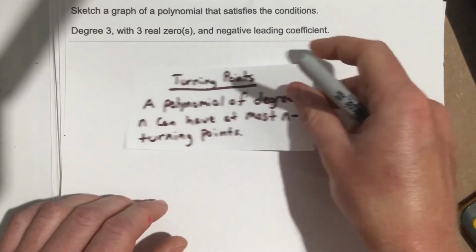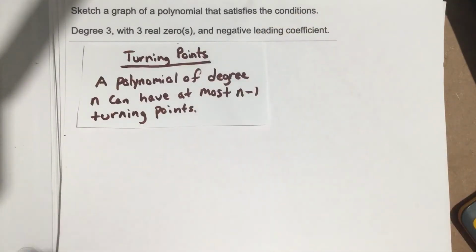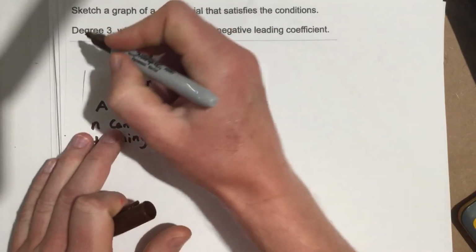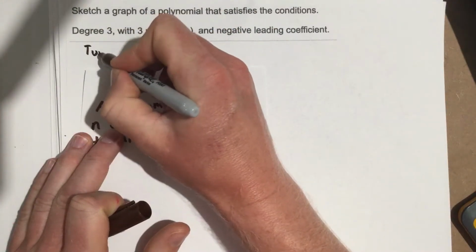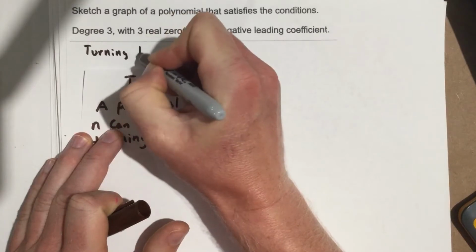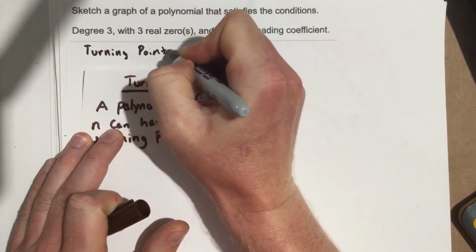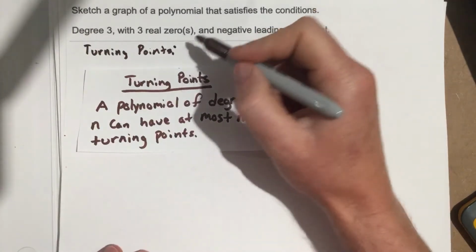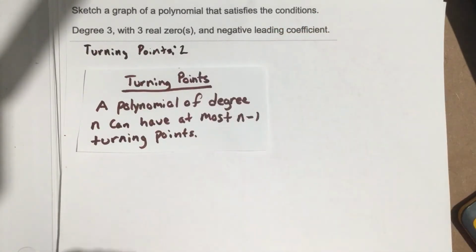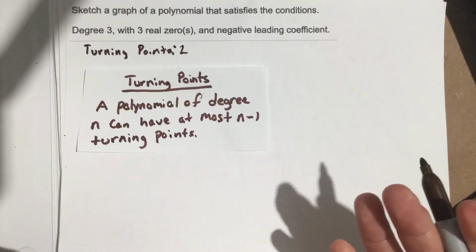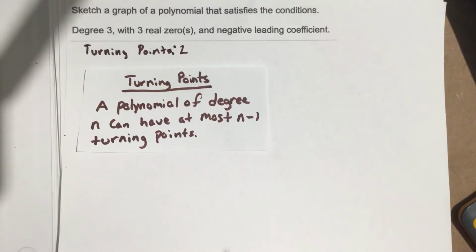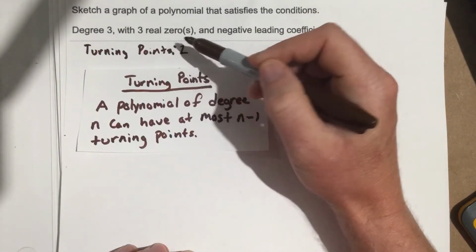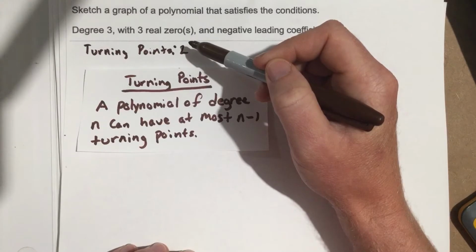Alright, well first of all we know if we have a degree 3 polynomial that the number of turning points can be at most 3 minus 1, which is 2. So for this polynomial we can have at most 2 turning points. Well, if we're going to have 3 real zeros, we're probably going to need at least 2 turning points to do that, right?